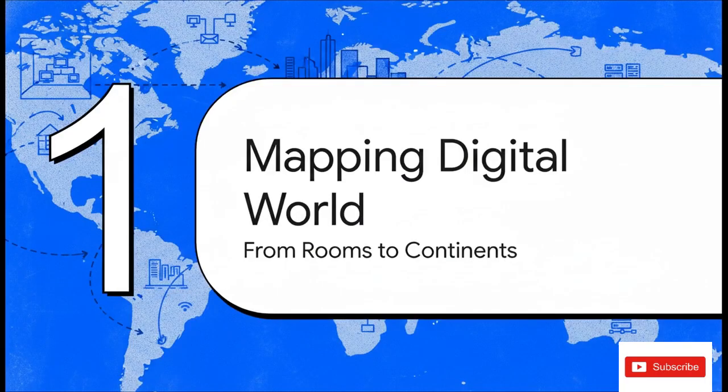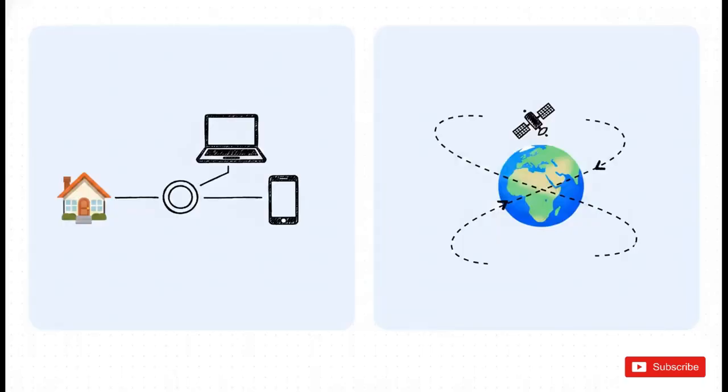Section 1. Mapping the digital world, from rooms to continents. To really grasp the sheer physical scale of all this connectivity, we've got to start with the local area network, or LAN. This connects localized devices, like, say, your smart home or your office building, at incredibly fast speeds, mostly because the geographic distance is super small.